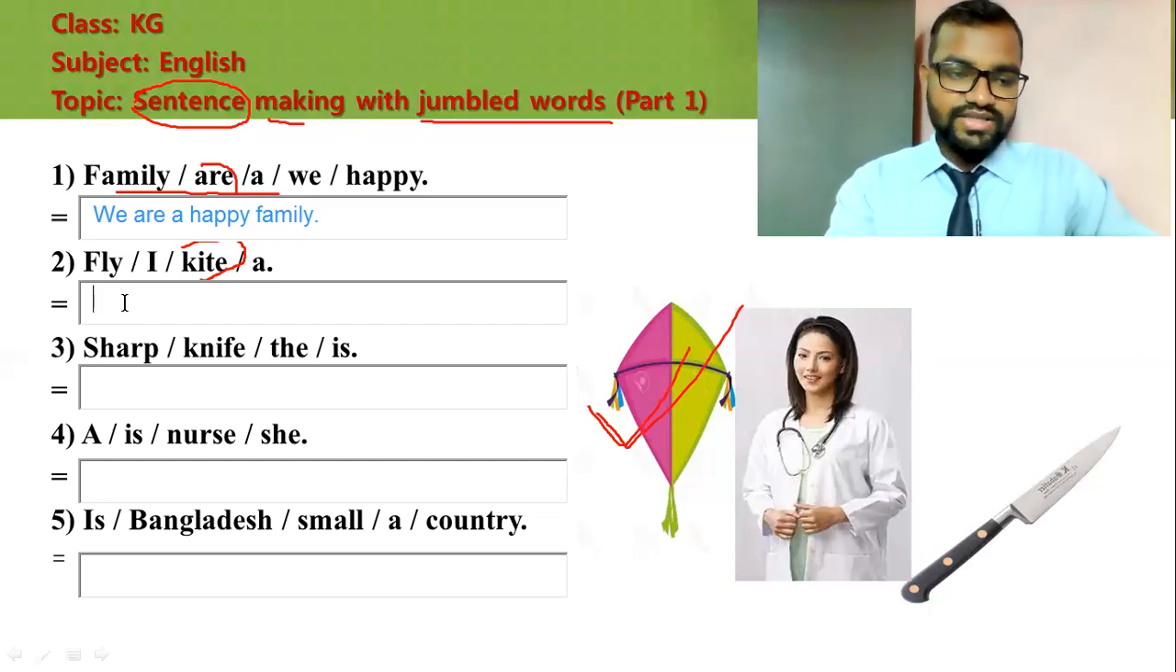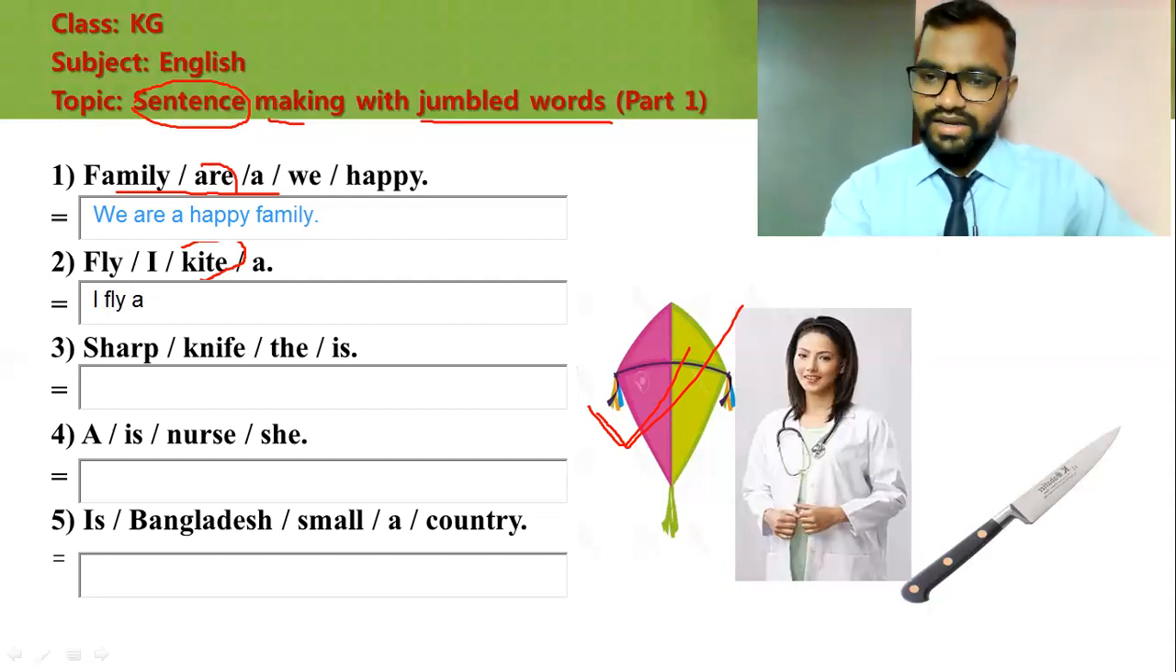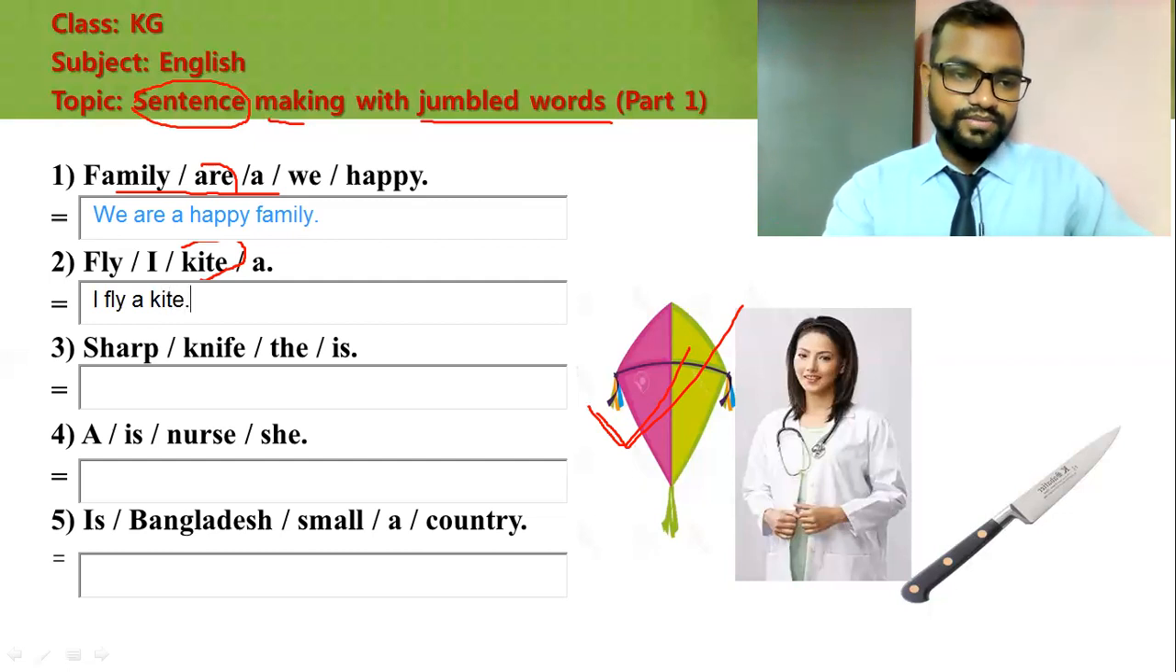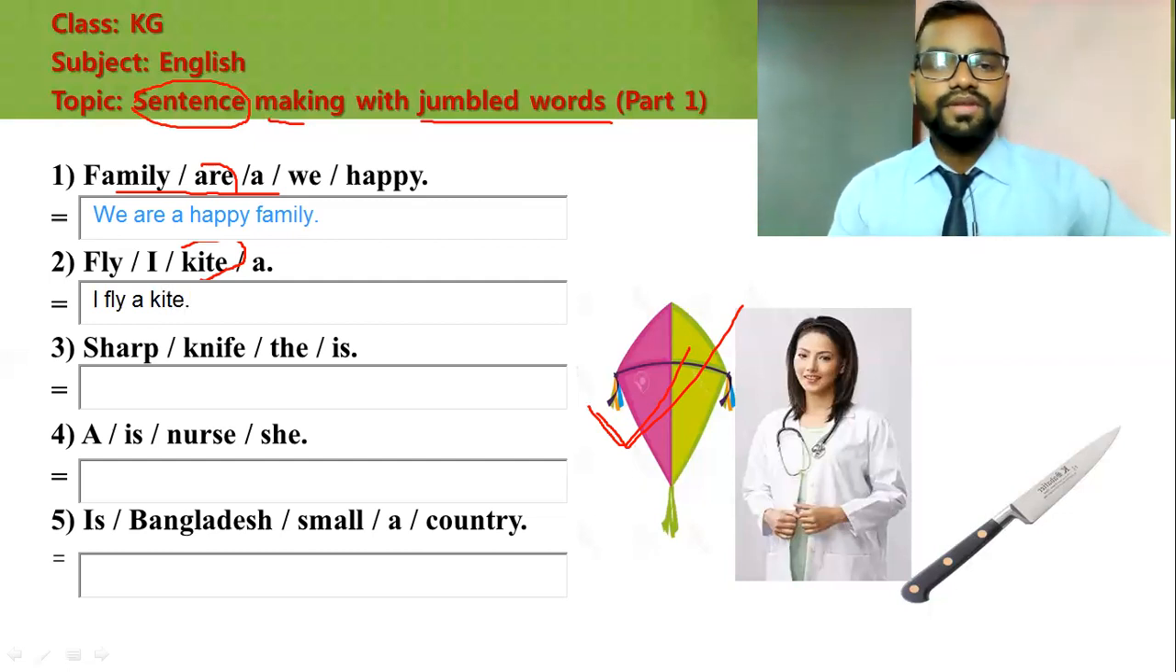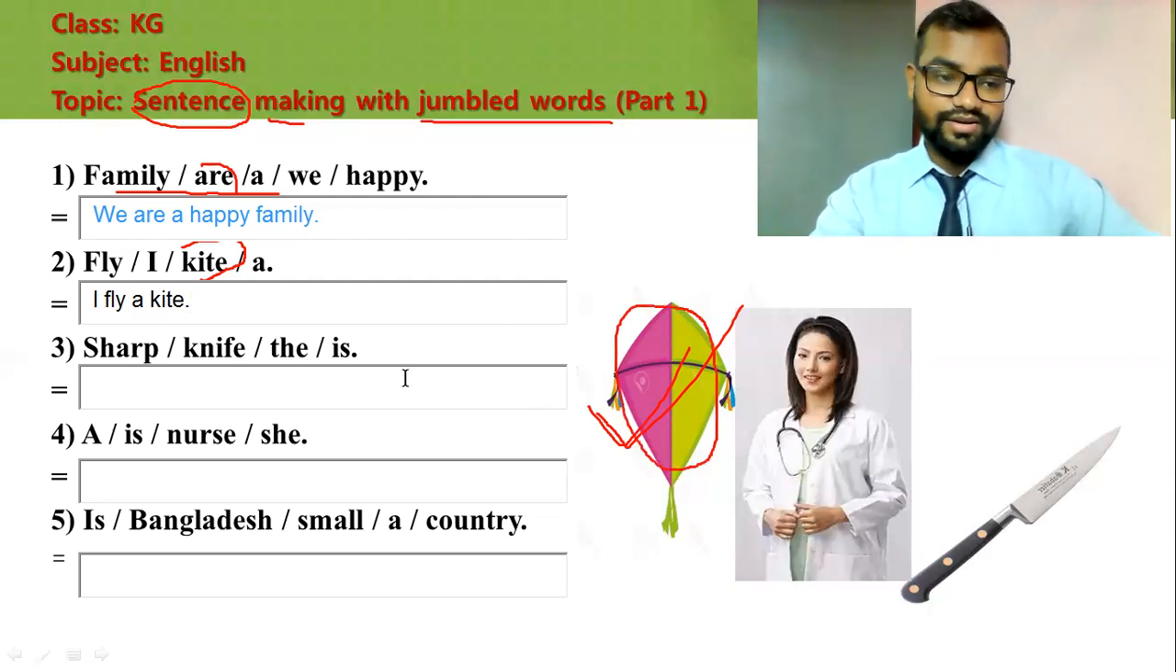Let's do it. First, you put "I," and then you put "fly," and then "a," and finally "kite." Now, what does it mean? It means "I fly a kite." You fly what? You fly this. So, I fly a kite, right? This is very good. All right. Now let's go to the third one. "Sharp."